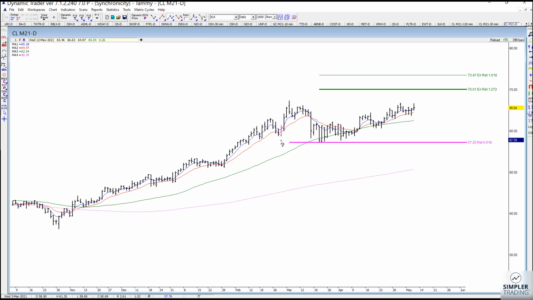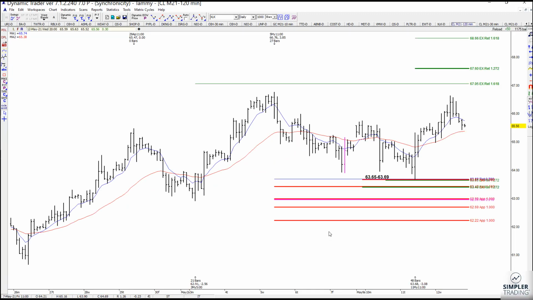We have gone through the resistance of that swing before that larger swing on the 8th of March, okay? And we've bounced. Our target's going to be 70.01 and 73.47, just as long as the low from the 23rd of March is in place.